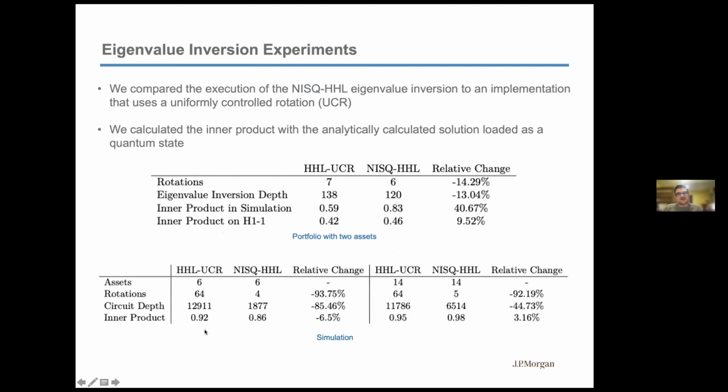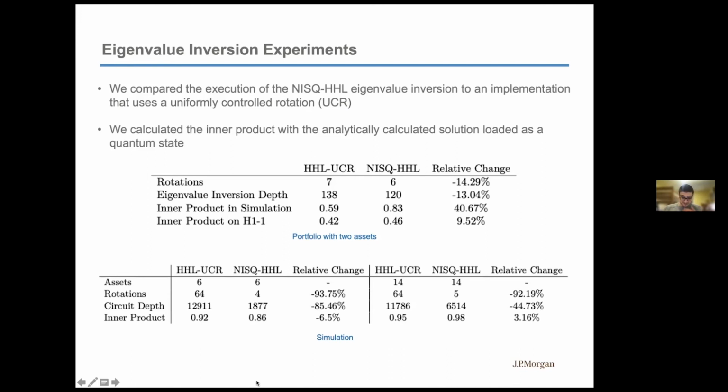And then for the eigenvalue inversion experiment, this is after we performed all the estimations, we have our distribution of eigenvalues, we classically post-processed all of these eigenvalues, and now we can run the inversion part. So here we did a comparison, again, with this portfolio with 2 assets problem, and we compared it to the uniformly controlled rotations. This is the one in which there's a rotation for each possible estimate. And then we utilize a swap test. A swap test allows us to compute the inner product between 2 quantum states. So we can take the solution we obtained numerically, load it onto a quantum state. And now that we have the solution from HHL in a quantum state, we can compute their inner product and see how close they are, which is one metric.